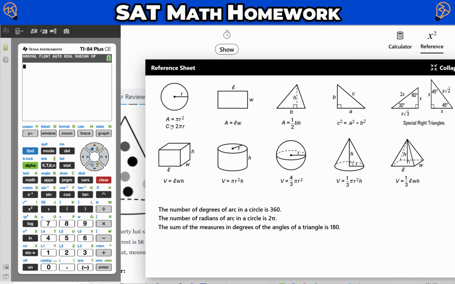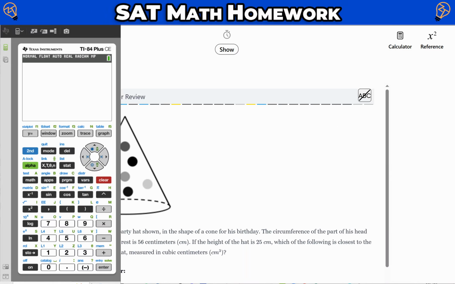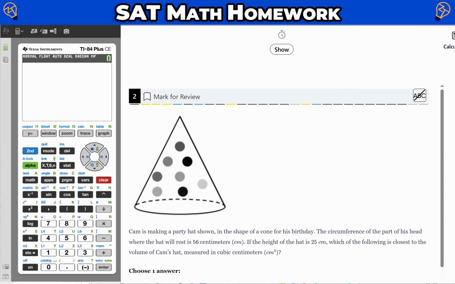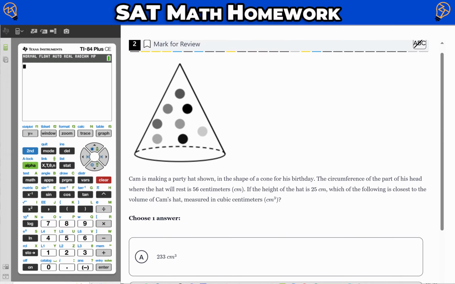And we know circumference is 2 pi r. We also know that volume is 1/3 pi r squared h. So let's go ahead and write those two formulas. Circumference is 2 pi r, and volume is 1/3 pi r squared h.